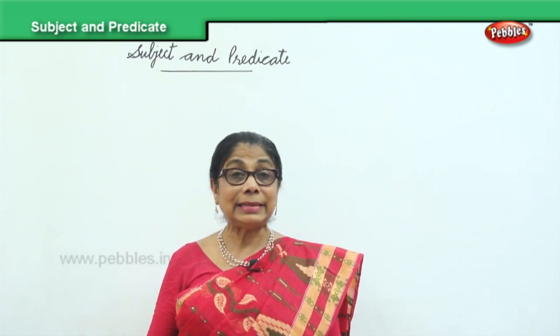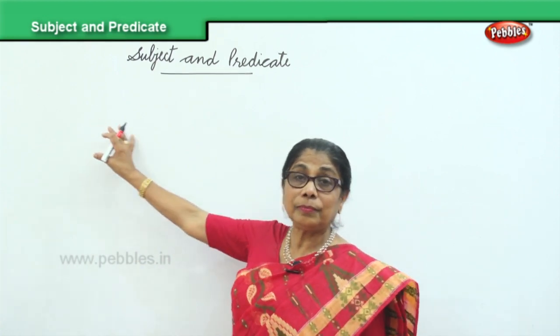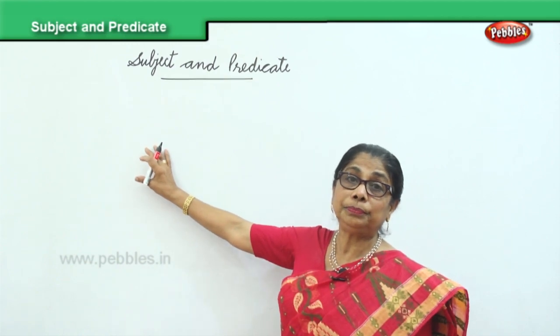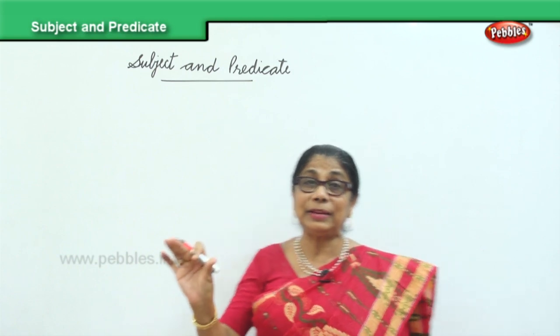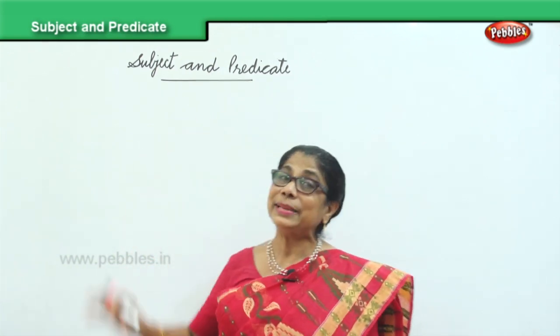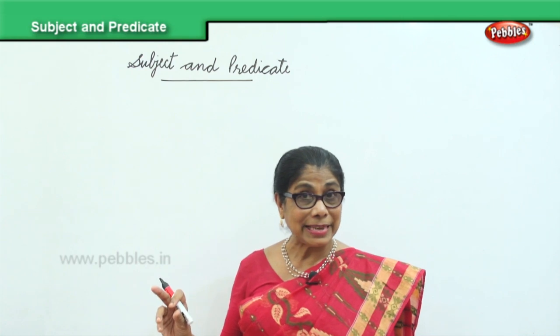So, a sentence has two parts. Every group of words that has a subject and a predicate, we say it's a complete sentence. If one part is missing, we cannot say it is a complete sentence. Okay, now I'll write some sentences for you to understand the subject and the predicate. You need to have both to complete the sentence.